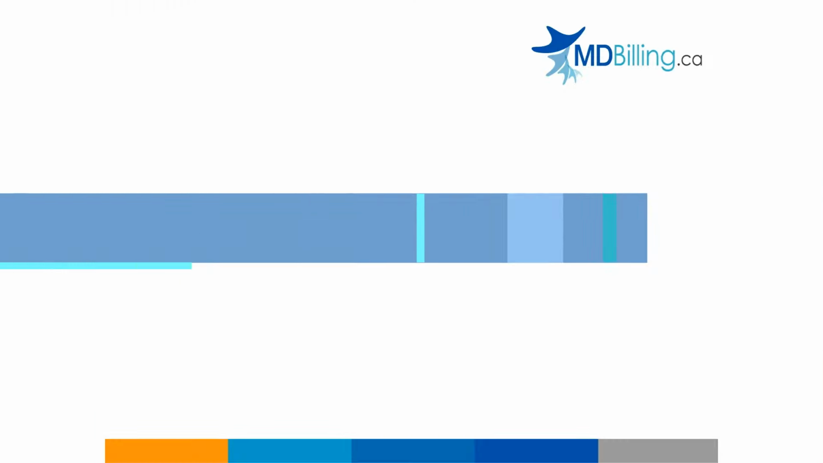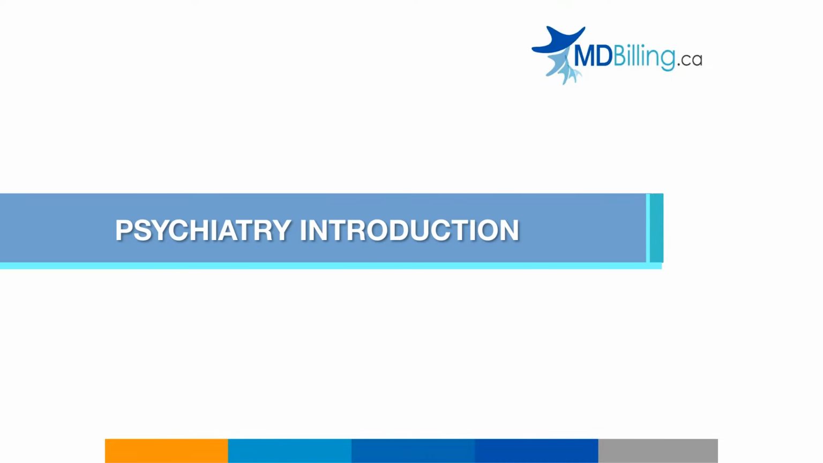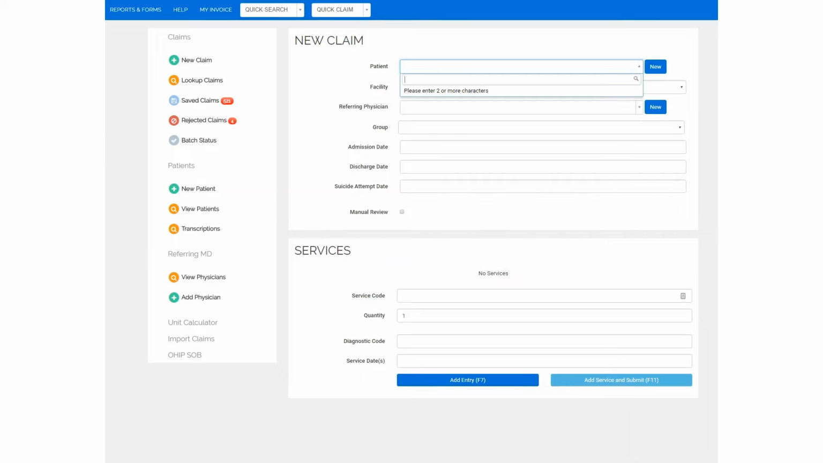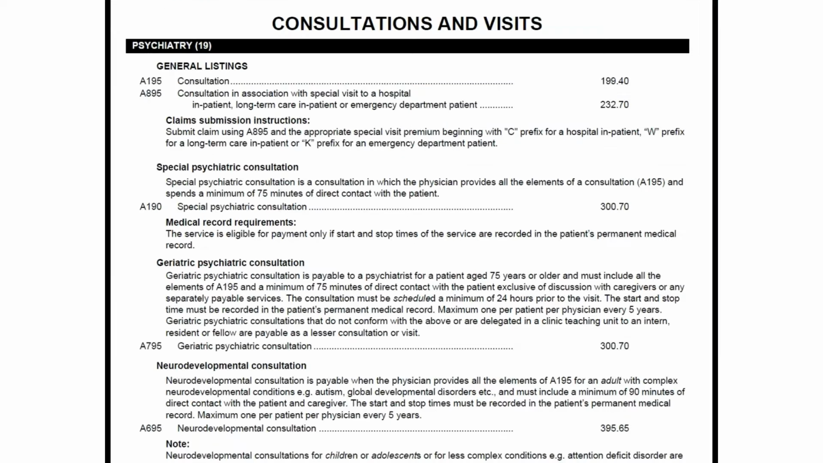In this video, we will discuss how to build psychiatry codes using the MDBilling.ca software. If you're new to OHIP billing, this video tutorial will provide you a good overview of the most common billing scenarios in psychiatry. For further understanding of OHIP billing, we kindly suggest that you familiarize yourself with the OHIP Schedule of Benefits.